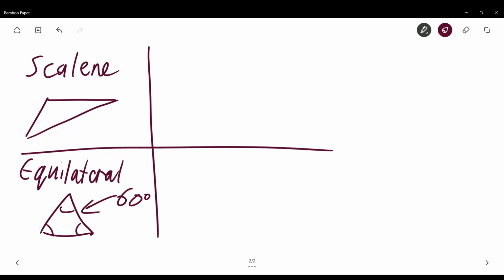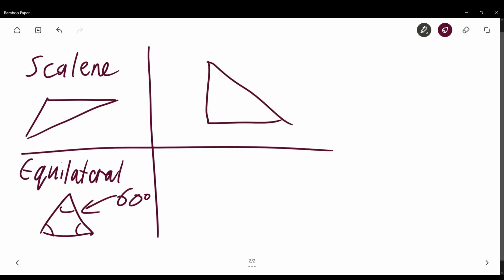You've got your right angle triangle, where of course one of the angles is 90 degrees. The other two don't really matter. One thing you should realise though is that right angle triangles can also be scalene and they can also be isosceles. So a right angle triangle isn't its own type, it can be other types as well. For example, if that and that were the same, then that would be an isosceles triangle that's also a right angle triangle.